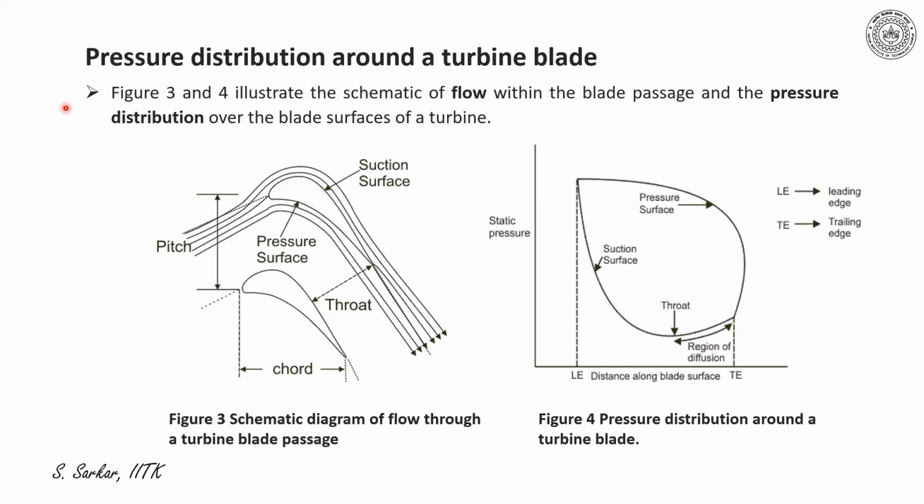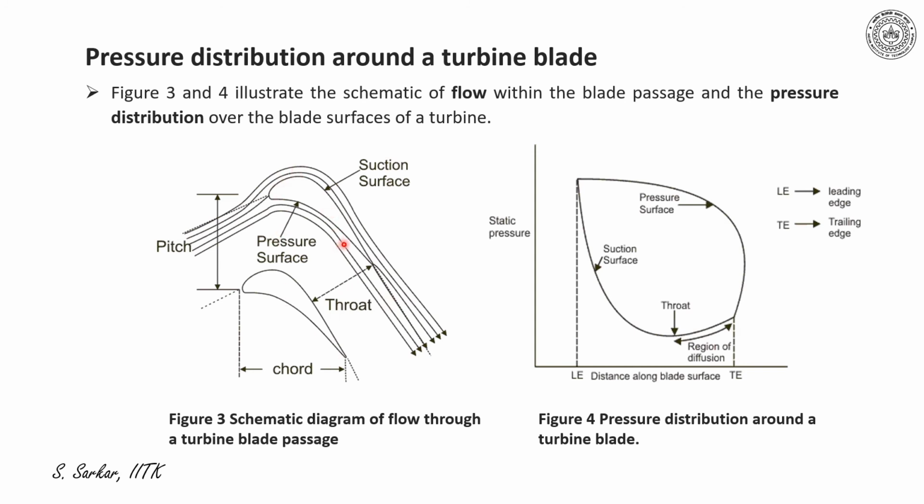After deriving the expression of blade loading capacity, I have stated here the pressure distribution around a turbine blade with the help of two figures, figure 3 and figure 4. Figures 3 and 4 illustrate the schematic of flow within the blade passage and the pressure distributions over the blade surfaces. Please note in figure 4, I have indicated here the axial chord of the blade, pitch, and the throat. Throat is the location of minimum cross-sectional area of the blade passage, and one surface of a turbine blade is indicated as suction surface and one surface is indicated as pressure surface.